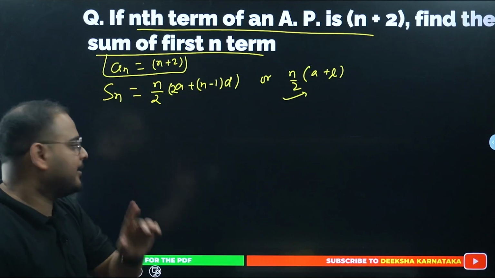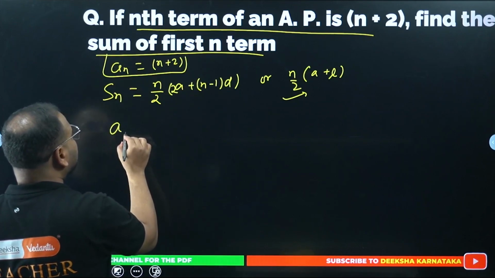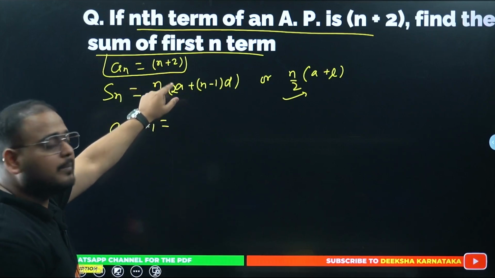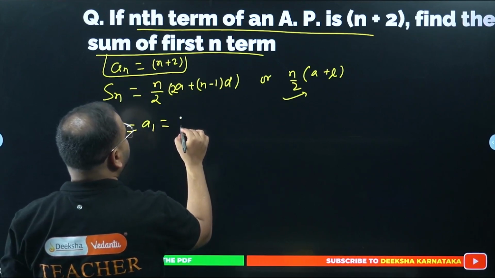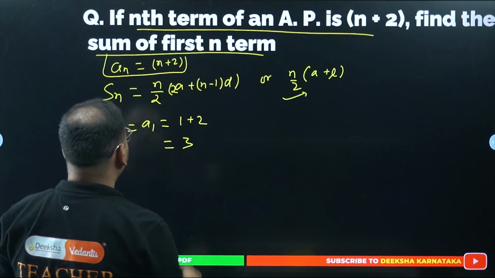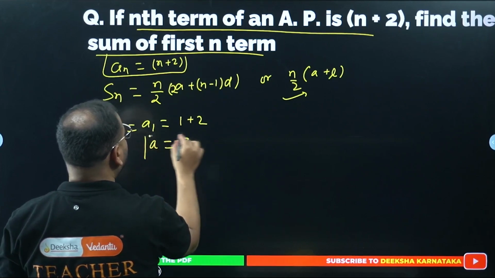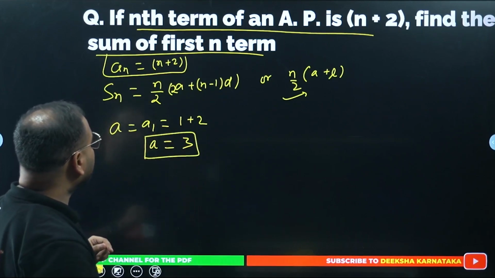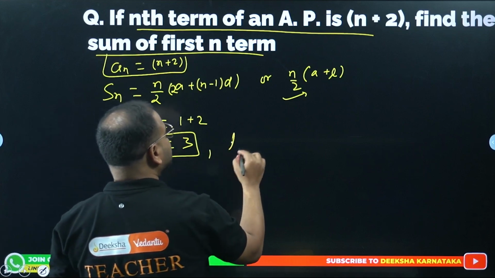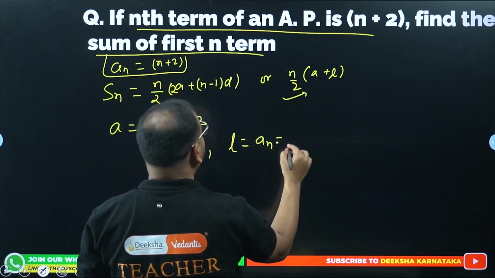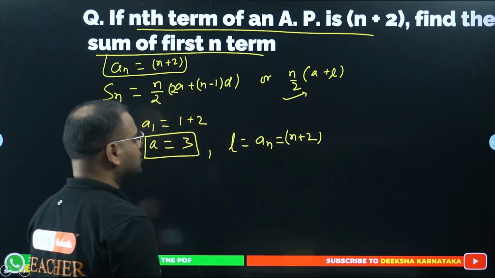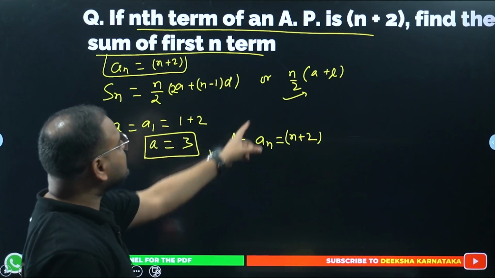So let's quickly find a. What is a going to be? A is nothing but my a1. So replace in the nth term n by 1. So it will become 1 plus 2, which is nothing but 3. So a equal to 3 is my first term, and the last term is nothing but an, which is n plus 2. Great. Now we will use this in the formula.